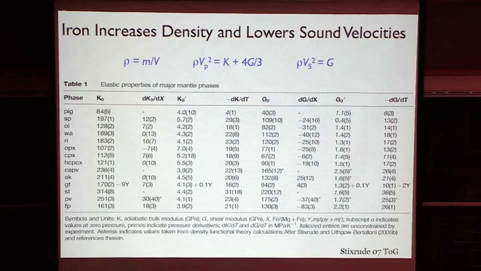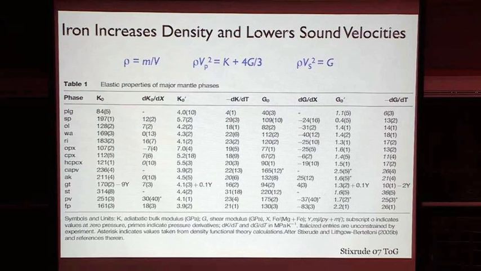Then the shear velocity is similar. Here you actually lower the shear modulus when you add iron, and you increase density, so you have a double action, decreasing this number and increasing that number, so the shear velocity is going to drop. Adding iron is going to significantly reduce the shear velocity. So that's the effect of iron.